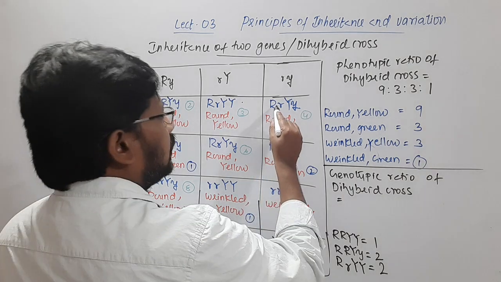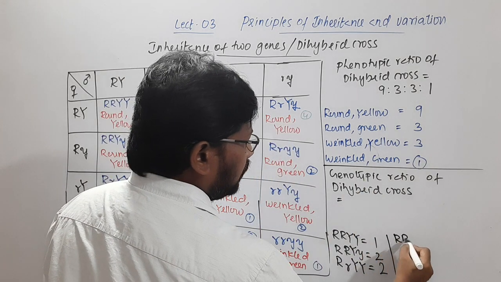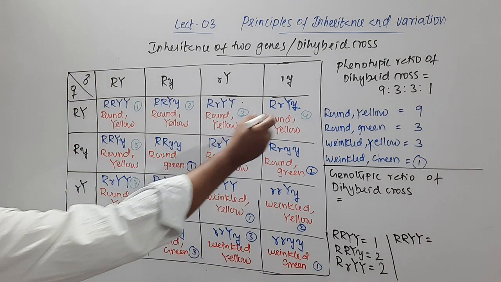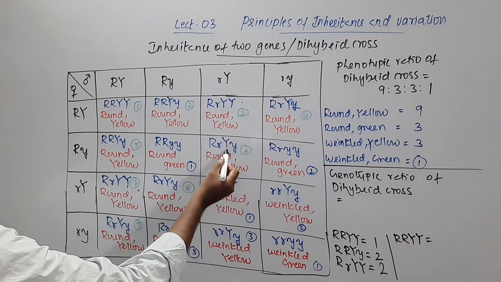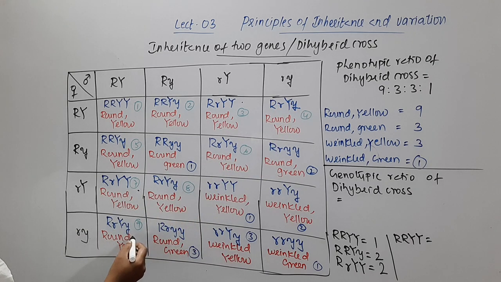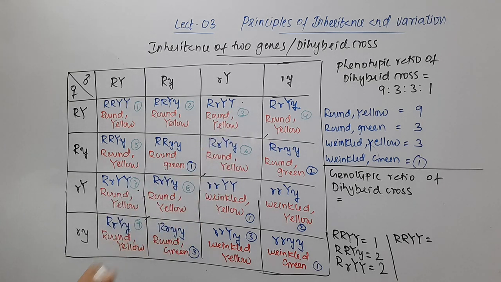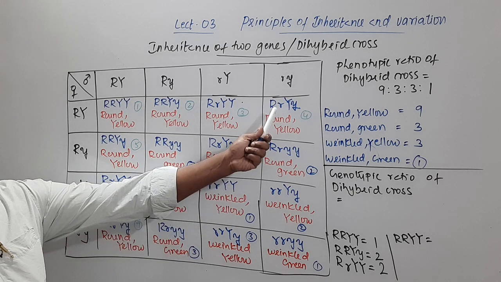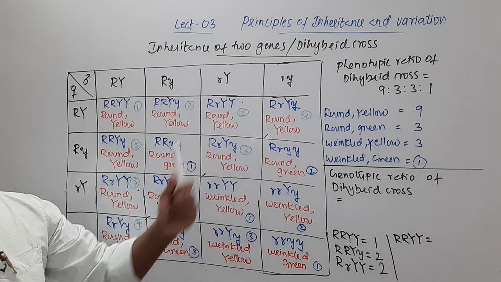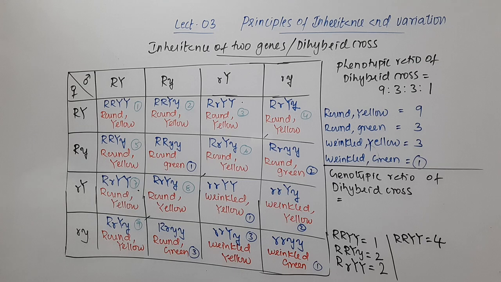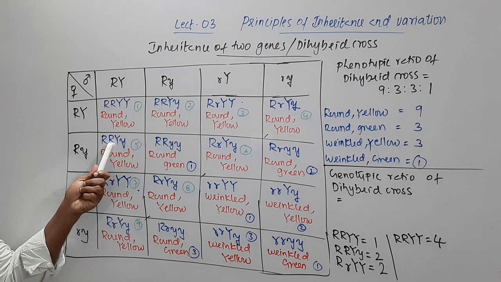Next, coming here, capital R, capital R, capital Y, capital Y. How many do we have? So this is 1, 2, this is 3 and 4. You can see all this on this line you will find capital R, small r, capital Y, small y. So that will be 4. So its number is 4 for capital R, capital R, capital Y, capital Y. Then the next one, capital R, capital Y, small y.